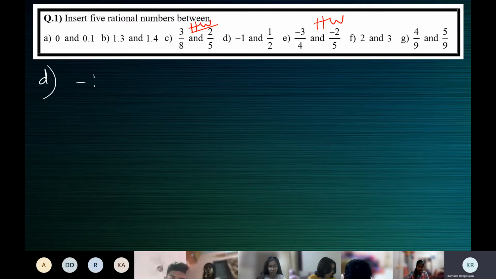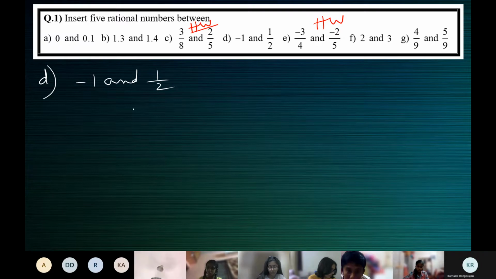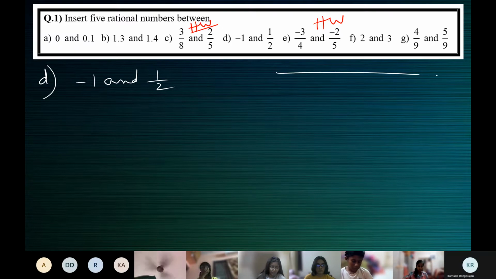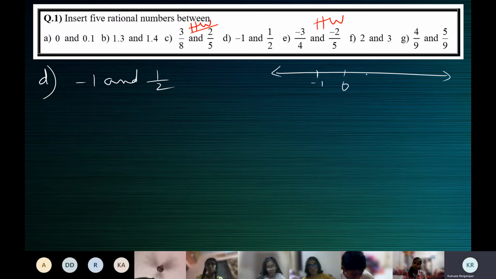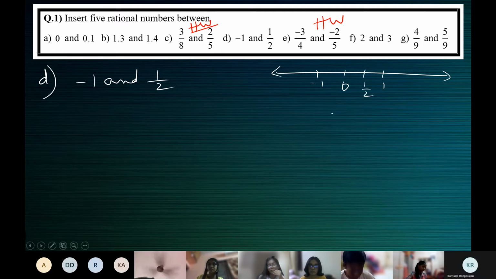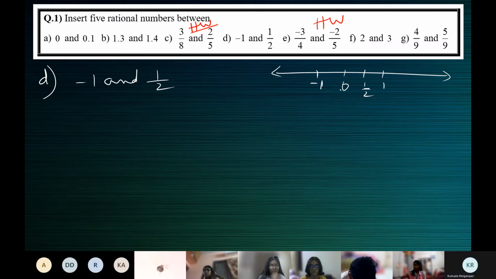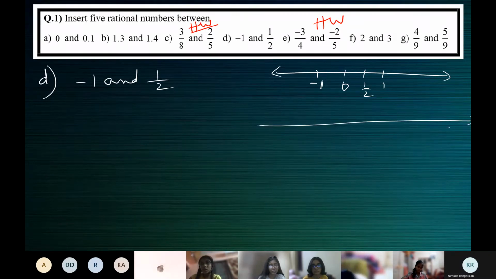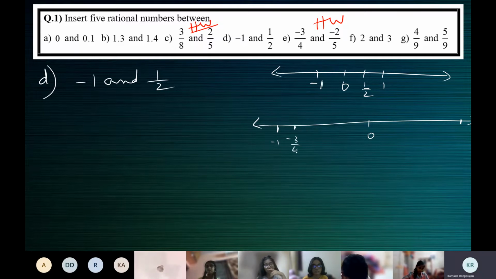Tell me, children, between -1 and half. Rational numbers between -1 and half. Where is -1? This is 0, this is 1, and this is half. So between -1 and half, can you write? Let me make it like this. Will you find -3 by 4 here? Minus half here, minus quarter, half, 1.